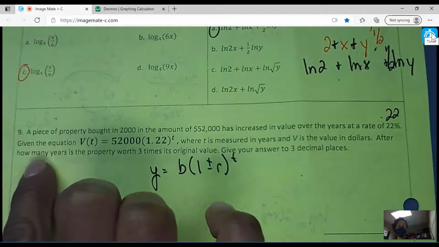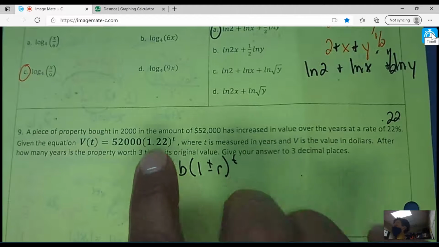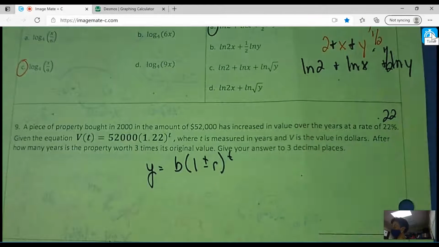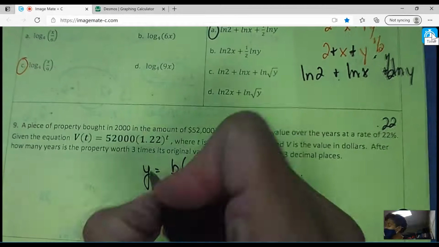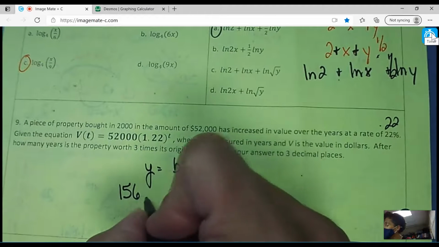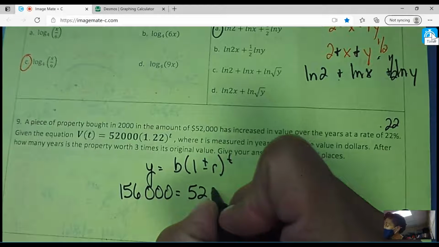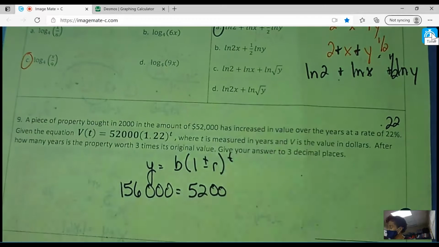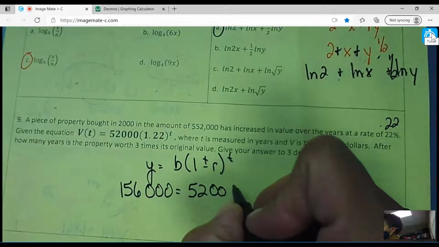So what we want to know is after how many years is this property worth 3 times the original value. So 52,000, and then you want it times 3 times the original value, is going to make it worth 156,000. So from here, whoops, no, I think I did not put enough zeros on. So I did 5,200. So nope, that's right. Okay. Here we are.